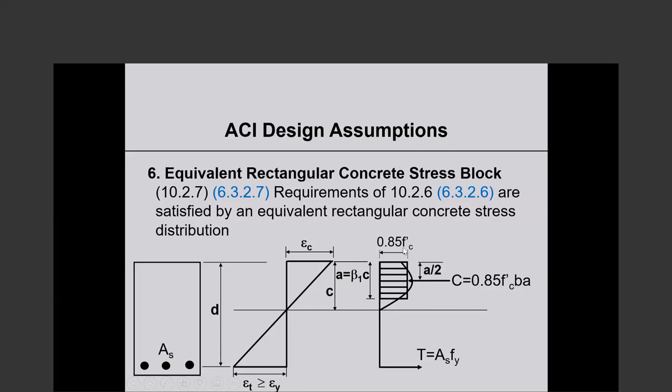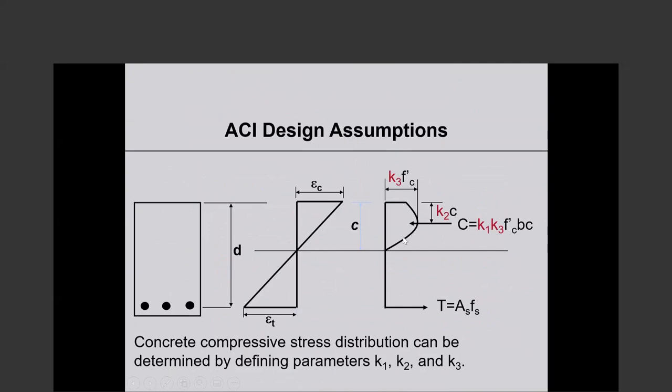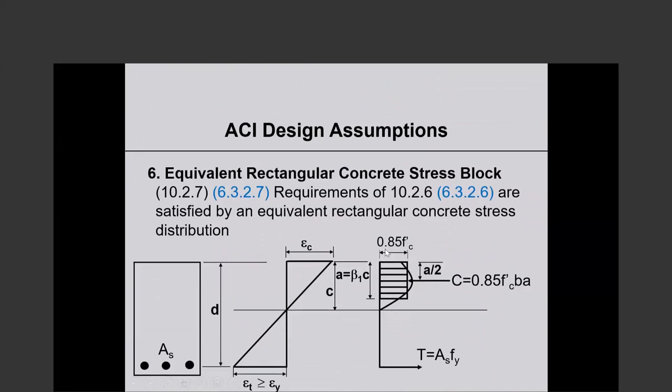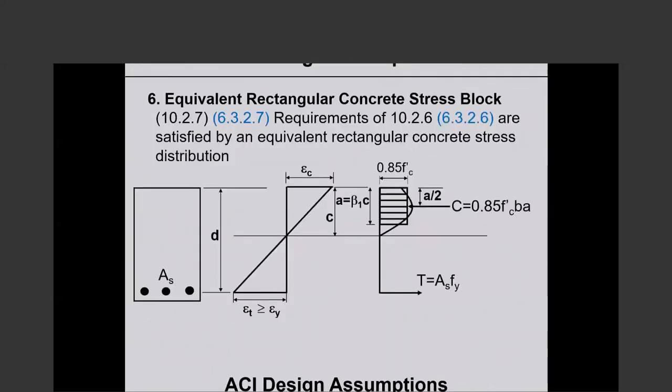The total compression is 85% of f sub c prime times the width of the section, which is into the screen, times the stress block depth a. So, equivalent rectangular concrete stress block. The requirements that we consider this kind of a nonlinear stress distribution in the concrete are satisfied by an equivalent rectangular concrete stress distribution. I'll elaborate a little bit more.